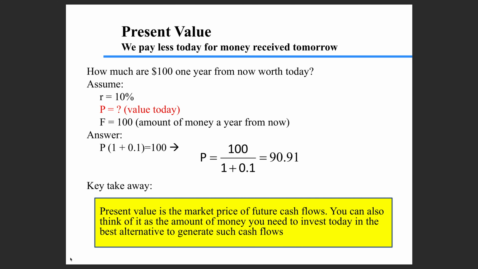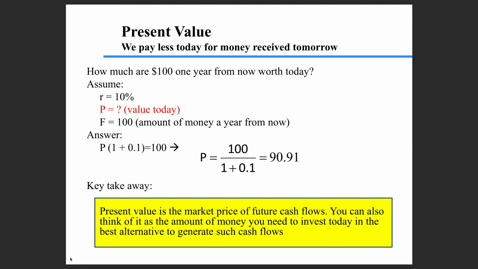Present value. How much is $100 1 year from now worth to you today? So in fact, we are asking the question which is the reverse or the opposite of the question in the previous slide. Again, let's assume that the interest rate is still 10% per period. Using our notation, we are looking for P, the value of the $100 that we receive 1 period from now. F, our future value, is equal to 100.